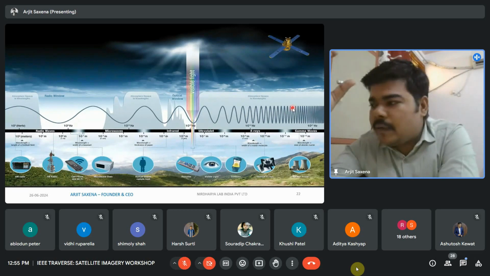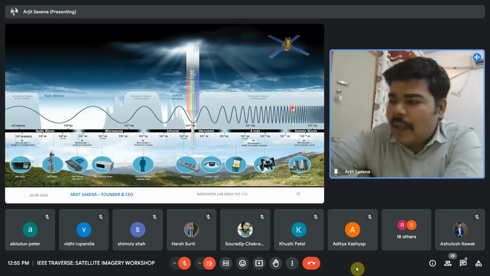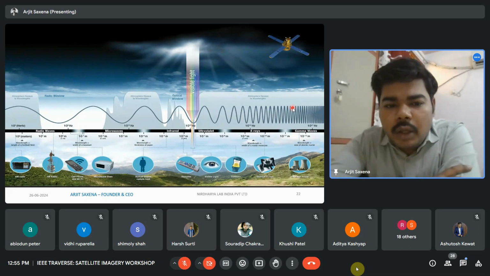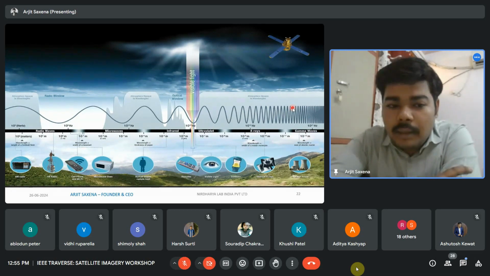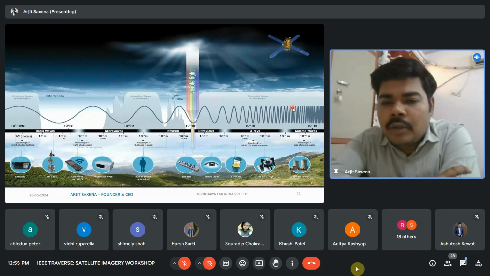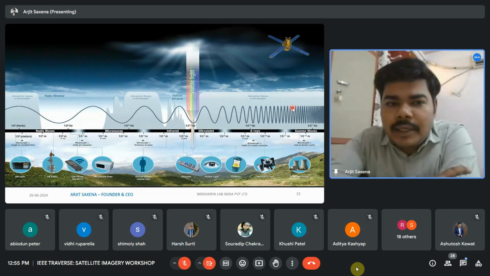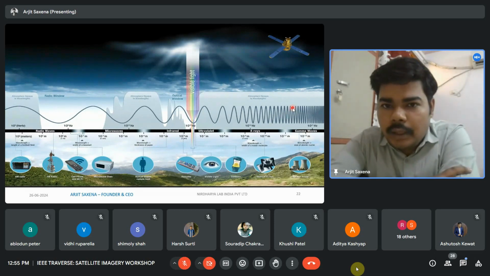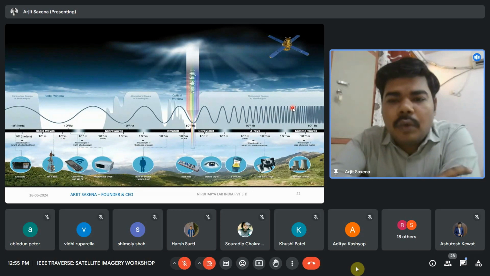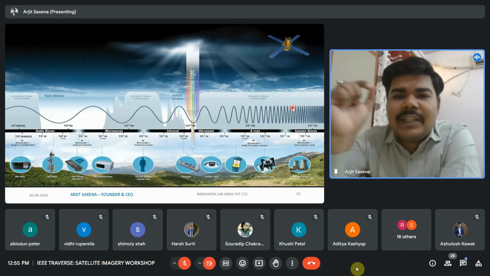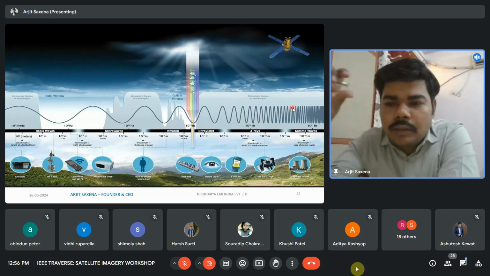If it is not able to adapt with the atmosphere, then what will happen? Simply, you are not going to get more information about the atmosphere. But as a remote sensing application or a satellite imagery application, you require a lot of information about the atmosphere. So what will you do? You will decrease the weight of your ray.